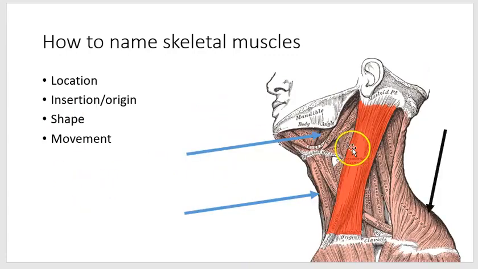For our insertion and origins, here we're looking at the sternocleidomastoid. The sterno is talking about the sternum. The cleido is talking about your clavicle. And then you have your insertion up here on the mastoid process. So, sternocleidomastoid muscle.